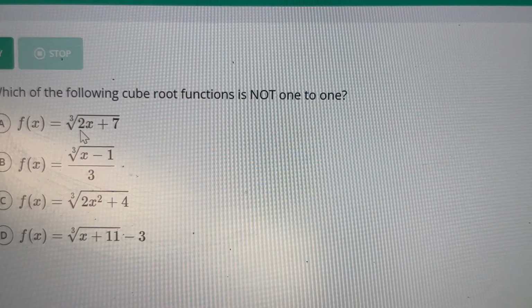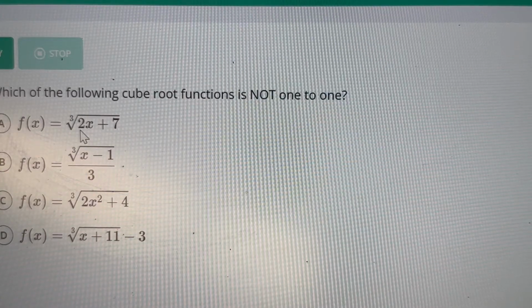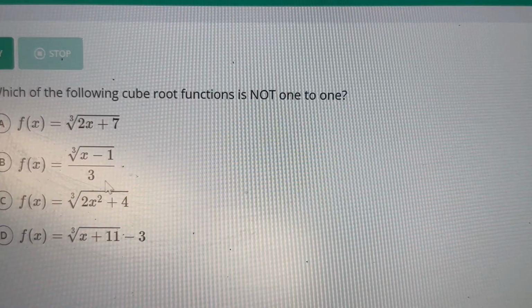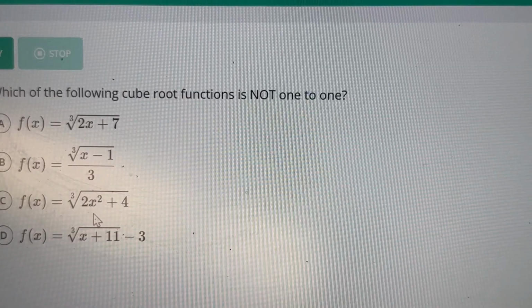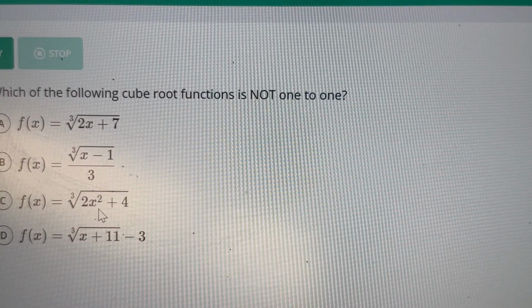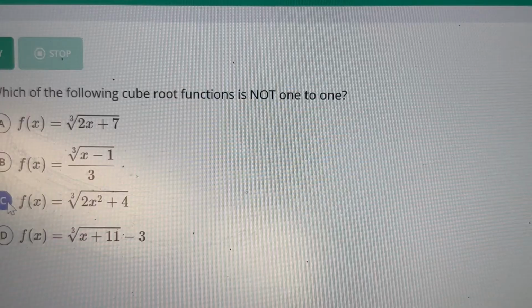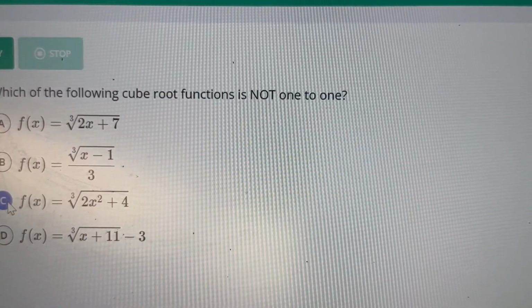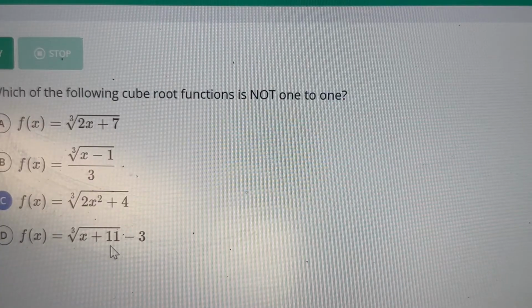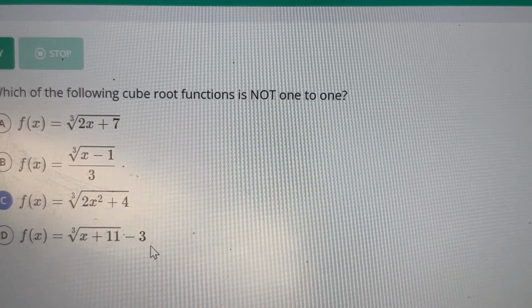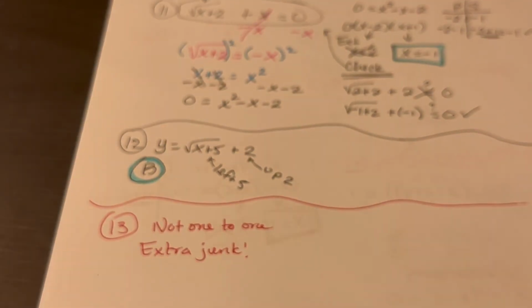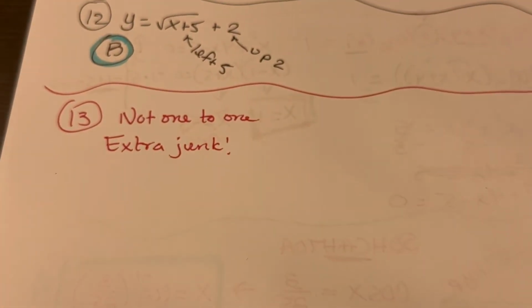And because there's a number out front, there's a vertical stretch or shrink in front. This one shows me to the right one, and the divide by 3 means we've got a vertical shrink. This one's got an x squared. That would be considered extra junk in the trunk. Okay, the trunk being the radical. And then the last one's not, because I could see it's going left 11 and down 3. As long as I can see what the shifts are, it's one-to-one. When it's got extra junk in the trunk, it's not one-to-one.